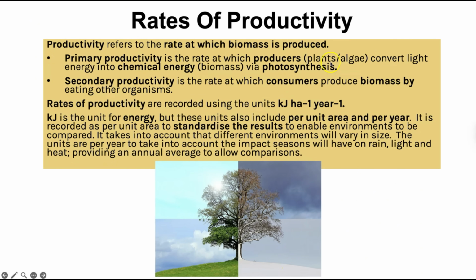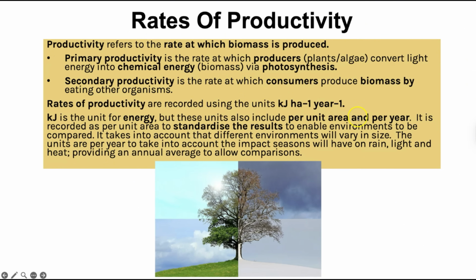The productivity refers to the rate at which biomass is produced. Primary productivity is the rate at which producers convert light energy into chemical energy or biomass via photosynthesis. Secondary productivity is the rate at which the consumers produce biomass by eating other organisms. And the rates of productivity are recorded using these units: kilojoules per hectare per year. So kilojoules is the unit for energy, but we do it per area and per year.